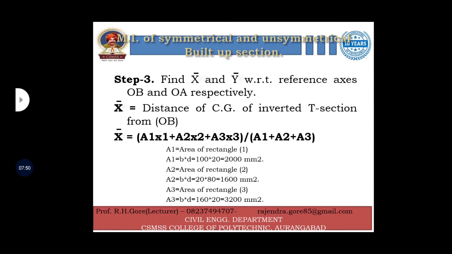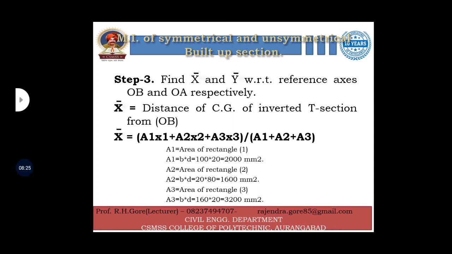म्हणजे x bar काय असणार आहे तुमचा फॉर्म्युला जर बघायचा झाला तर जसं की दोन रेक्टँगल असल्यानंतर आपण काय केलं, a1 x1 प्लस a2 x2 अपॉन a1 प्लस a2. या ठिकाणी 3 रेक्टँगल झालेत, त्यामुळे a1 x1 प्लस a2 x2 प्लस a3 x3 अपॉन a1 प्लस a2 प्लस a3. a1 काय असणार आहे? एरिया ऑफ रेक्टँगल 1, b इंटू d. टॉप प्लेनचा एरिया, टॉप प्लेनची विड्थ आहे 100 आणि डेप्थ आहे 20, सो 2000 mm².